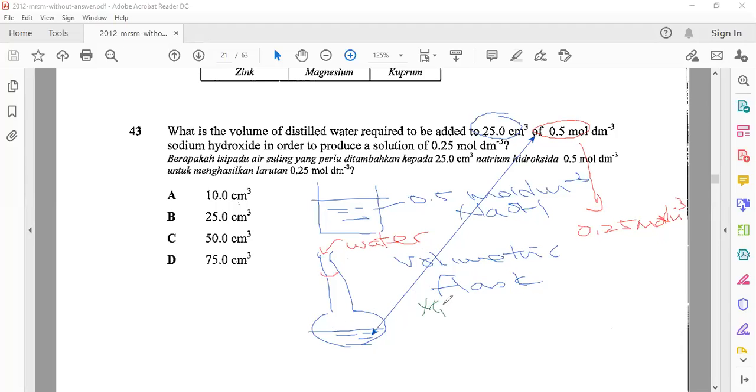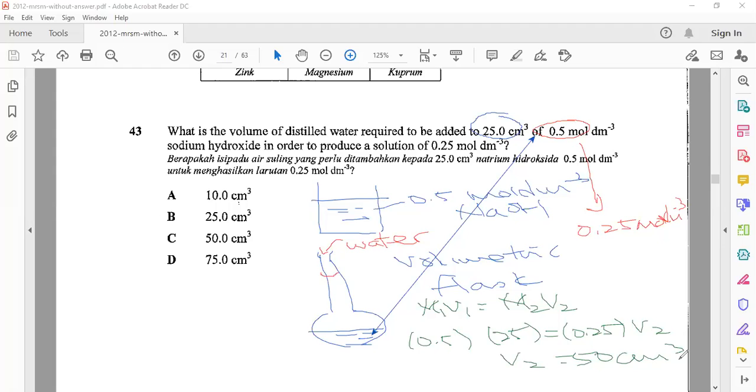Now, when we are talking about dilution, we are actually using the formula M1V1 equals M2V2. Now, the M1 is actually the 0.5. The V1 is 25. M2, we know that it is 0.25. Someone please get for me what is the value of V2? Is V2 50 centimeter cube? Yes. Someone check for me, yes or no, Katun? Yes. Okay, thank you.